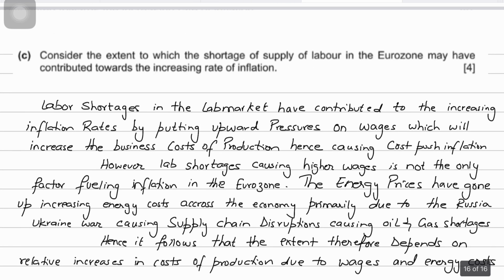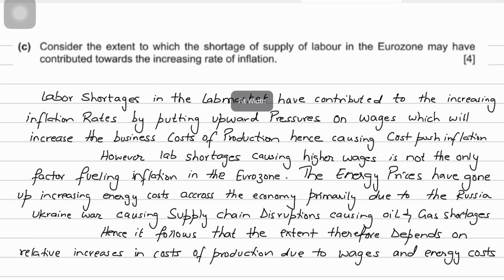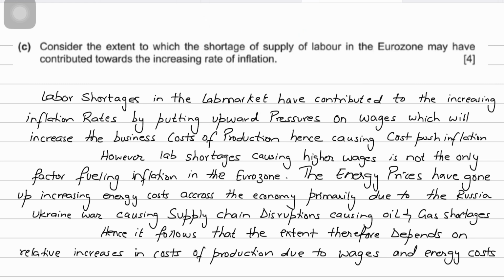Anyways, what you'll say is that labor shortages in the labor market have contributed to increasing inflation rates by putting an upward pressure on wages, because when there are labor market shortages in the economy, firms will compete for labor as it's short in the labor market. So firms would compete for labor, which will put an upward pressure on wages, which will increase the business cost of production, hence causing cost push inflation.